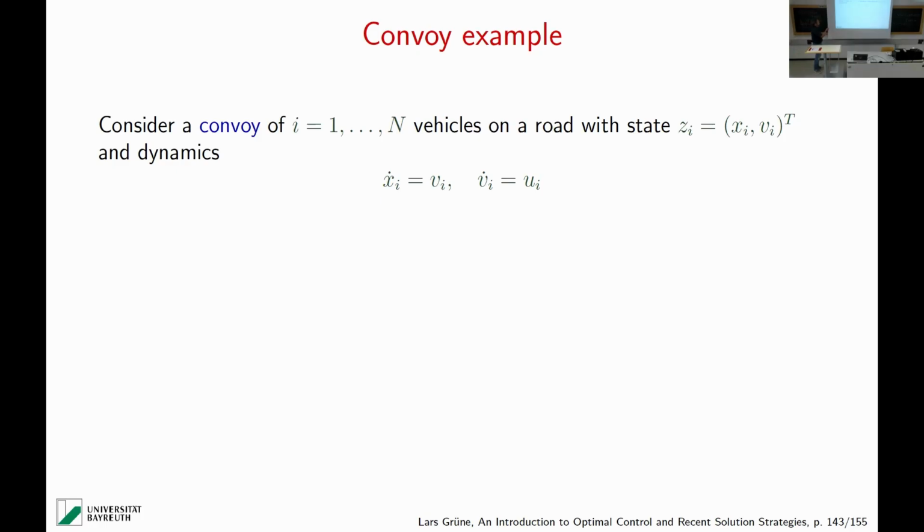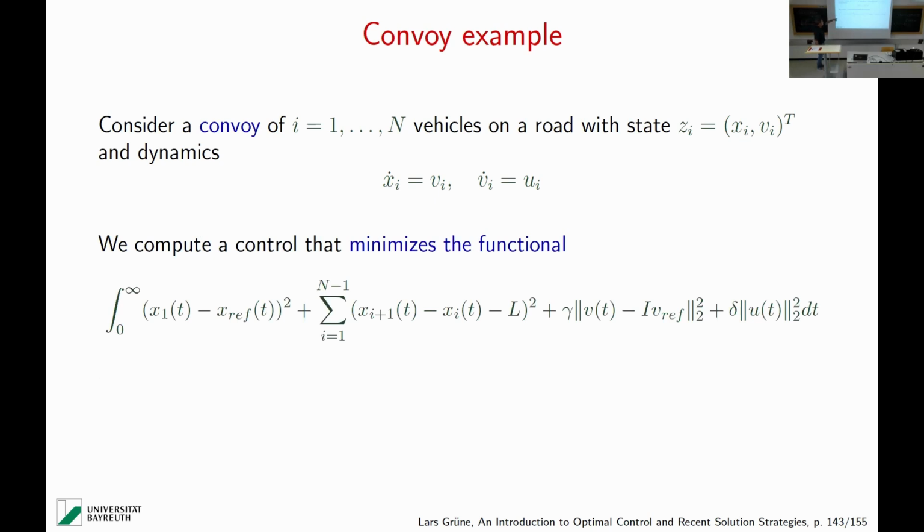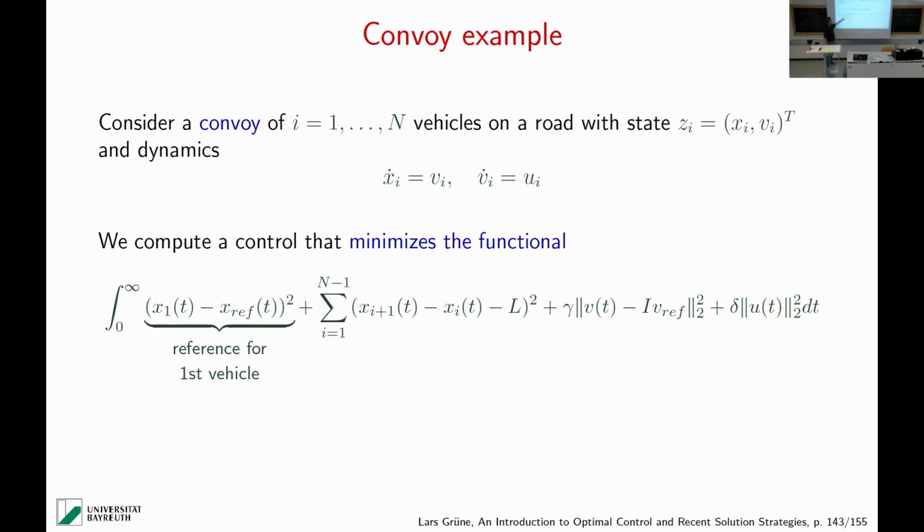So each vehicle is just this double integrator here. This is the same model I had several times already. So the derivative of position is velocity, the derivative of velocity is the acceleration. And now there are many of them. And I would like to compute a control that minimizes the following functional, which consists of three types of terms. The first is a reference for the first vehicle, where this one should be. So the distance to this reference should be minimized. This is given from the outside.